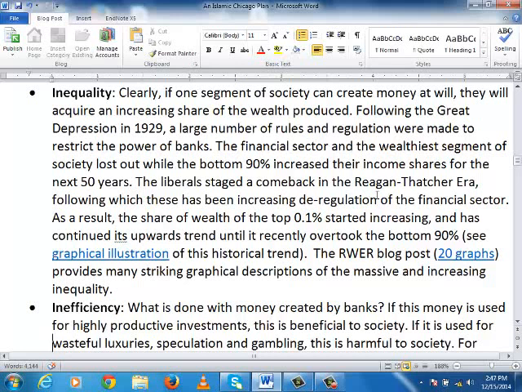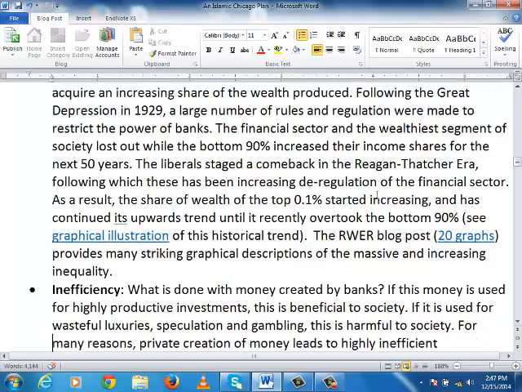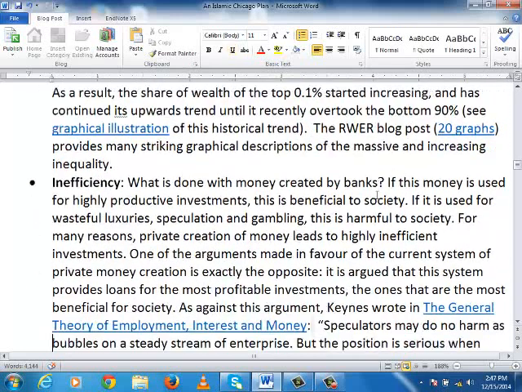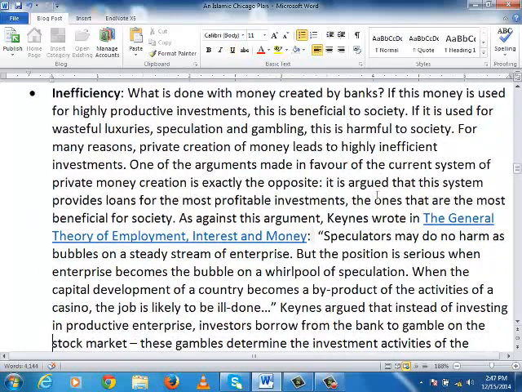So this leads to inequality. Some people have a lot of money and most people have nothing. And it leads to inefficiency. Basically, the money that is produced by an economy, the product, it should be invested wisely. That determines your future.